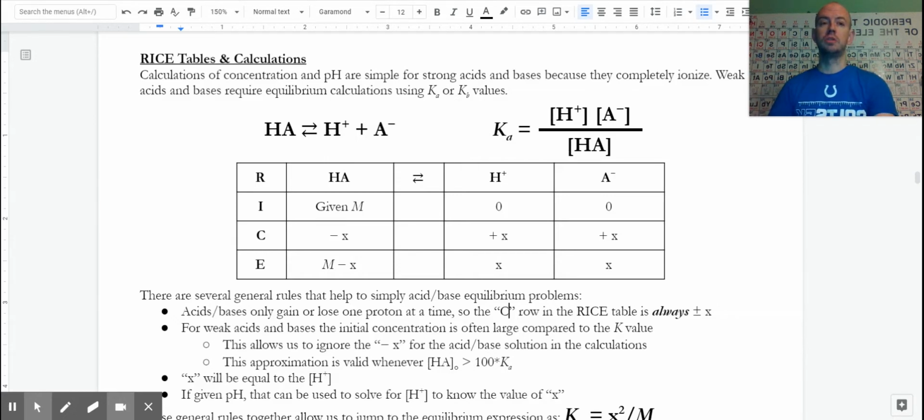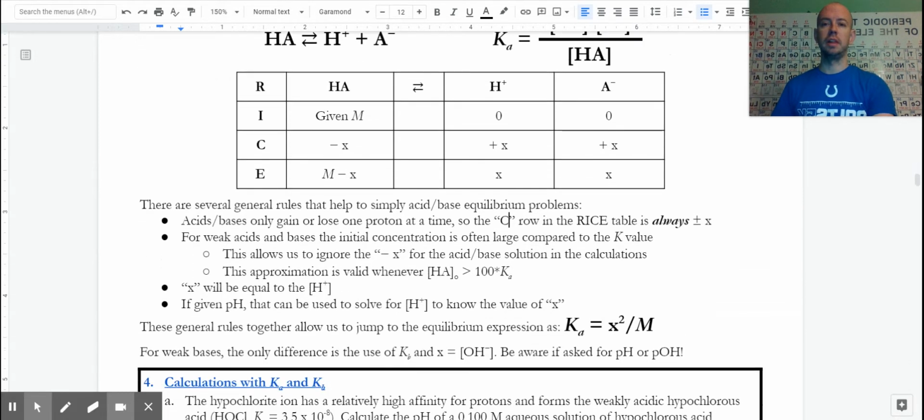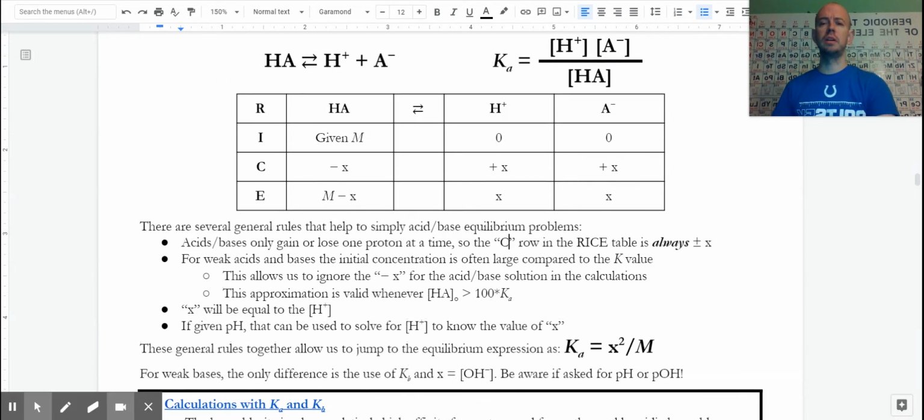And when we turn that into a Rice table, the nice thing with weak acids and weak bases is we get into a pattern with lots of similarities. So as we look at it right here, we're given a molarity of our acid, and we assume relative to that that we have no hydrogen or none of the other ion unless we're told differently. Well, some of this ionizes to make those ions.